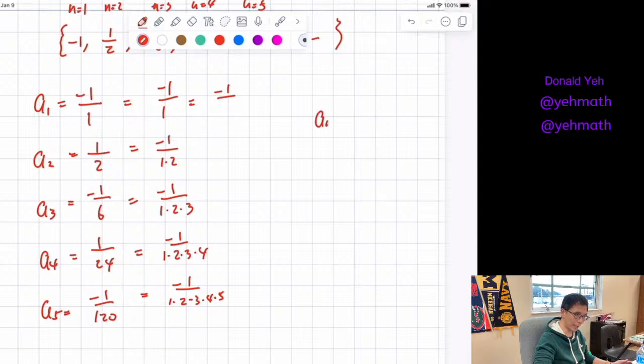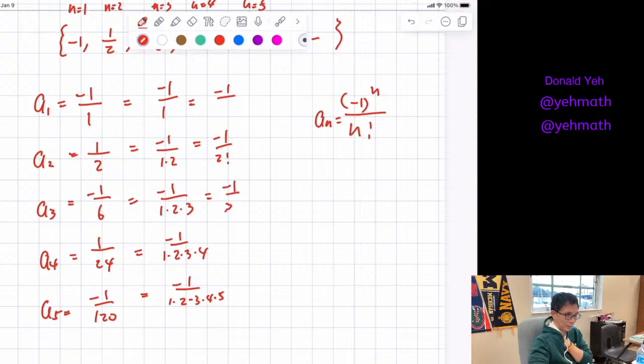So a_n is equal to negative 1, but the first term has to be negative, so it's negative 1 to the n. On the bottom, it's going to be n factorial. Because this represents negative 1 over 2 factorial, this is negative 1 over 3 factorial, this is negative 1 over 4 factorial, and negative 1 over 5 factorial.